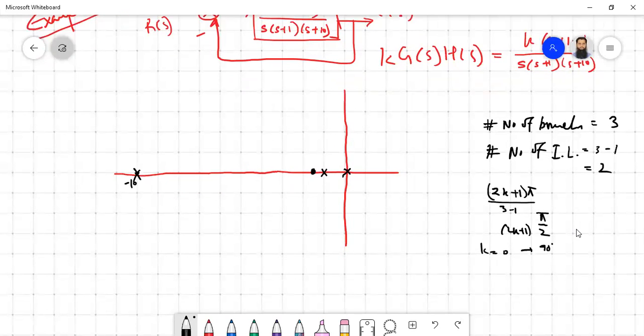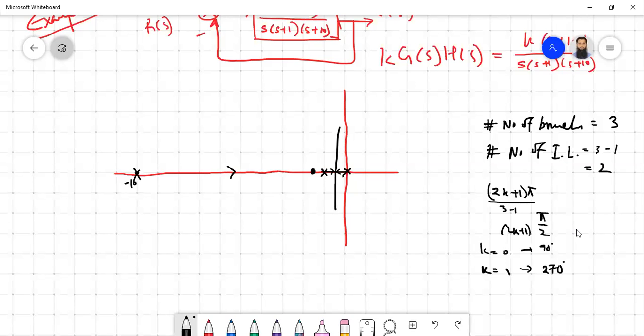And if k equal to 1, then the angle should be 3 pi by 2, so basically 270 degrees. So this is what we assumed. And now what it looks like, we can have a simple curve like this. And I think they will be merging together and then going up and down, isn't it? So far, whatever knowledge of root locus we had, this is how it should look.